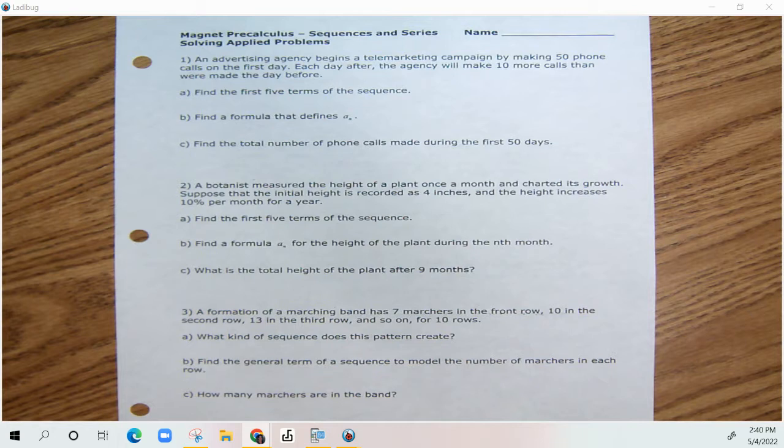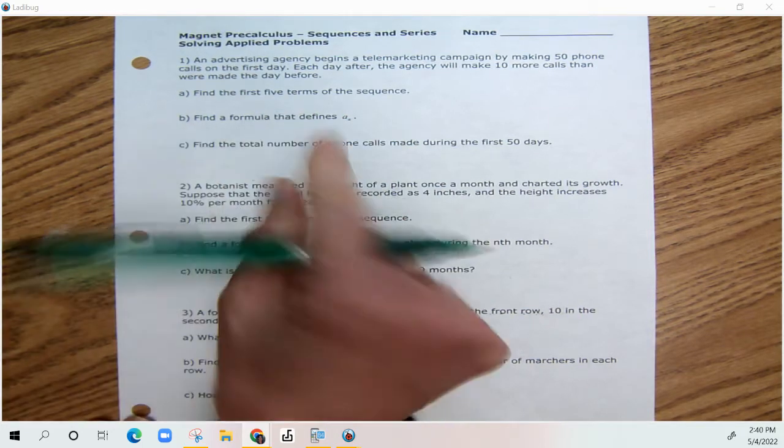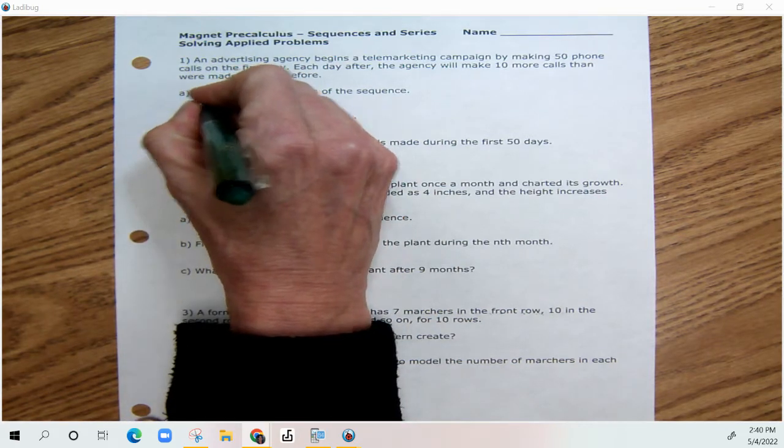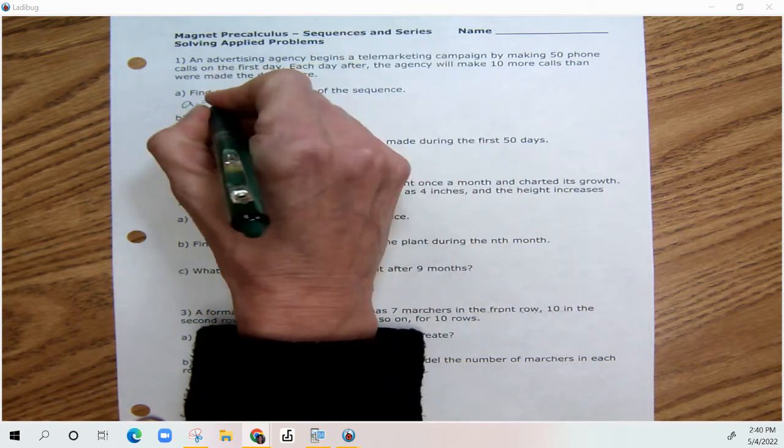So number one says an advertising agency begins a telemarketing campaign by making 50 phone calls on the first day. Each day after, the agency will make 10 more calls than were made the day before. So if you write the first 5 terms, that should help you determine whether it's arithmetic or geometric if you're unsure. The first day, they're going to make 50 phone calls.